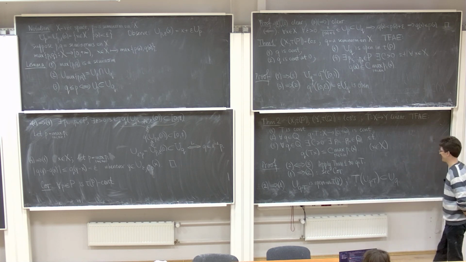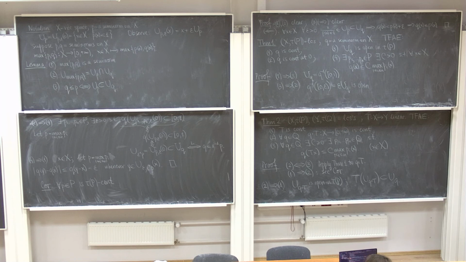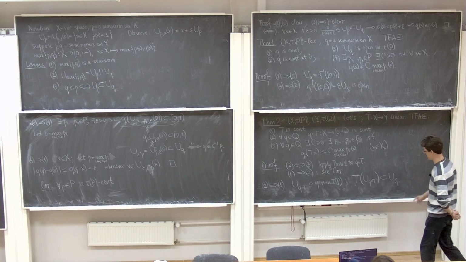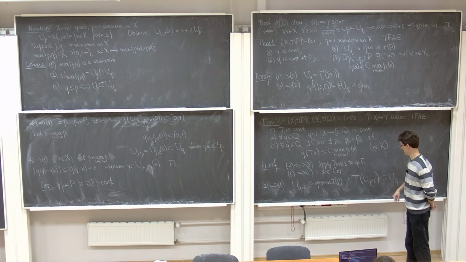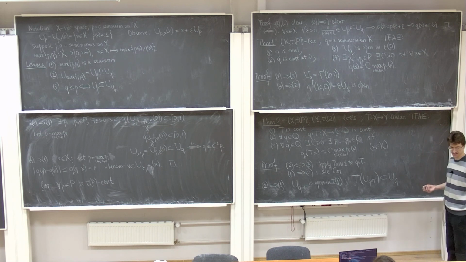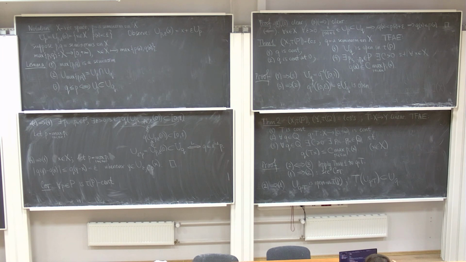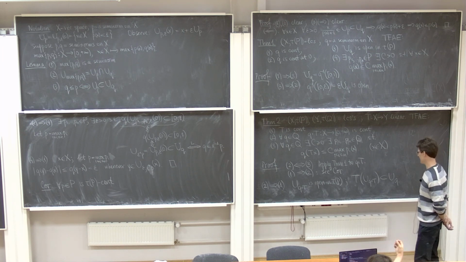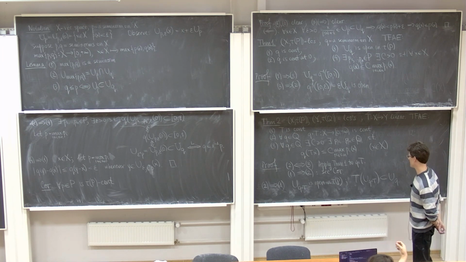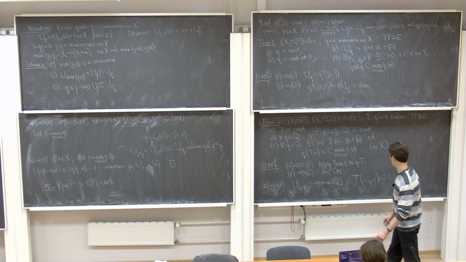Well, it seems that this is true, because if x is in here, then q of T of x is less than 1. So if you apply T to x, then T of x will be in here, because q of T of x is less than 1. So this is true for each q.